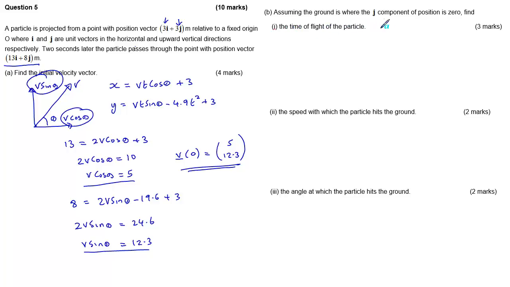Assuming the ground is where the j component of position is 0, find the time of flight of the particle. So that's going to be, this is the j component, so we want where that is equal to 0. So, what have we found so far? Well, we know that v sin theta is 12.3, so that's going to be 12.3t, take away 4.9t squared plus 3 is equal to 0.